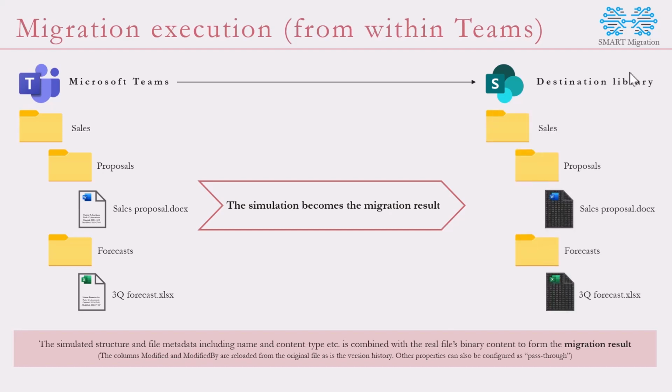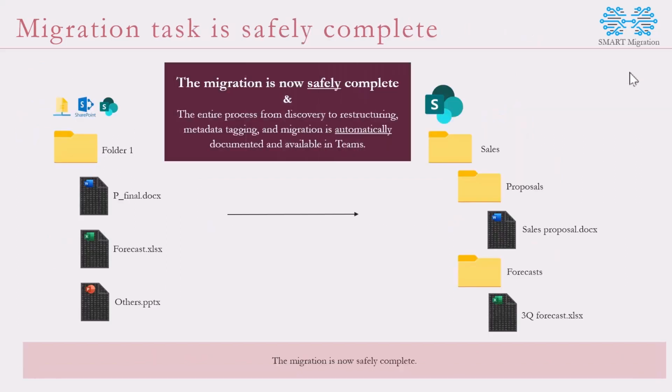So what happens is that the simulated structure and file metadata, including name and content type, is combined with the real file's binary content to form the migration result. The migration task is now complete. The entire process from discovery to restructuring, metadata tagging, and migration is automatically documented and available within Teams.